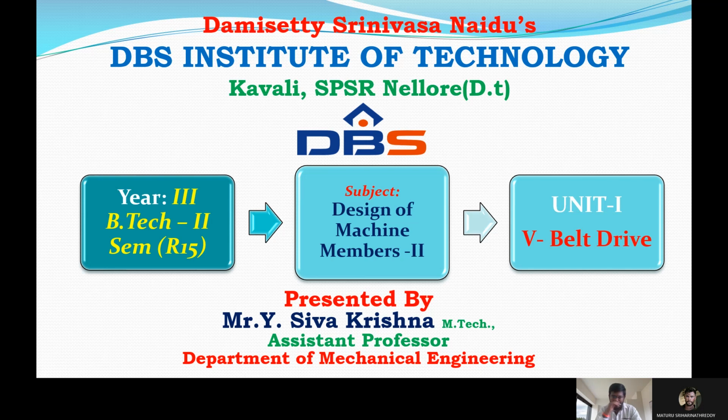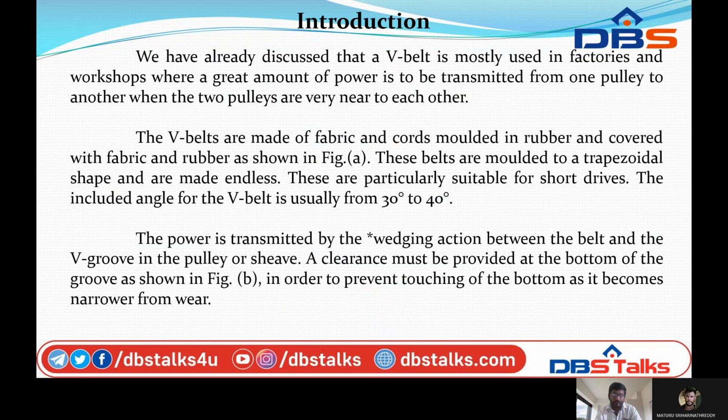So coming to the introduction of V-belt drive. We have already discussed that V-belt is mostly used in factories and workshops where a great amount of power is to be transmitted from one pulley to another when the two pulleys are very near to each other. The V-belts are made of fabric and cords molded in rubber and covered with fabric and rubber, as shown in the figure. These belts are molded to a trapezoidal shape and are made endless. They are particularly suitable for short drives.